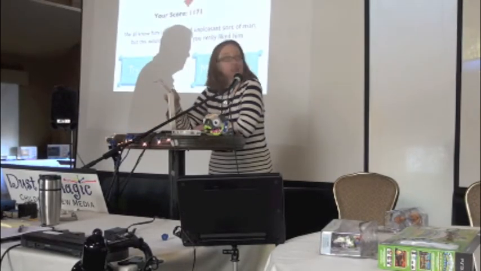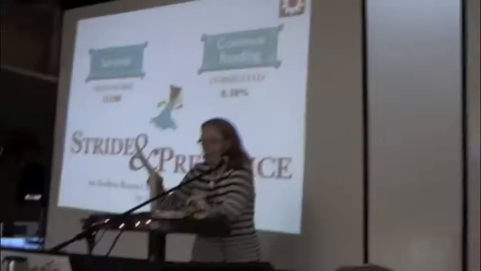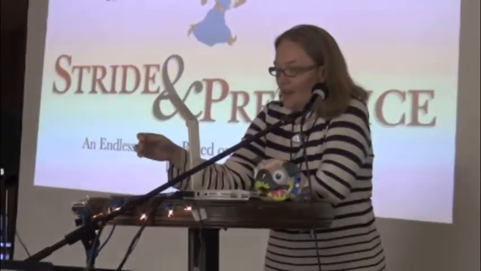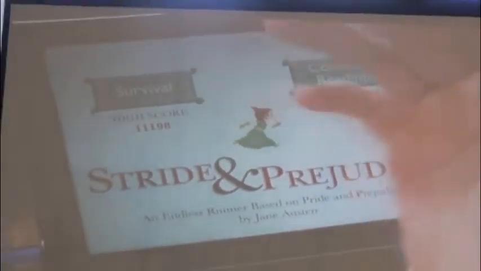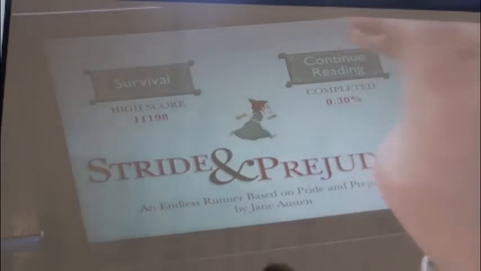This is Stride Prejudice. It's very good, and apparently my indie life is largely about bad puns. It's an endless runner, literally on the text of Stride Prejudice. If you play in survival mode, oh, and I'm on super fast. Hang on a second, let's slow that down so you get to see some of the features. Okay, there we go.